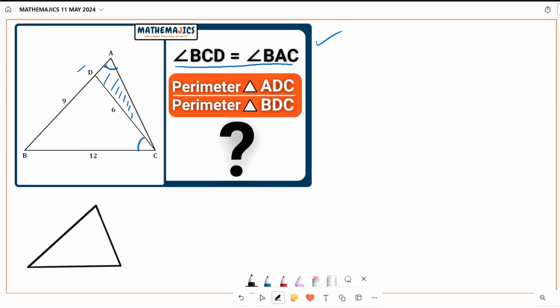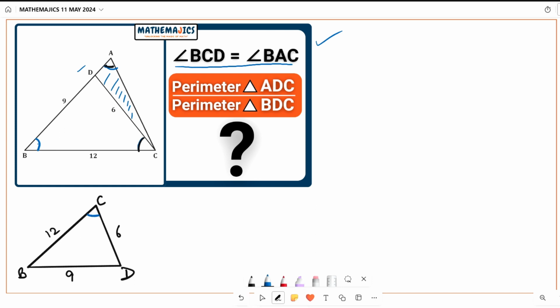Angle A and angle C are equal. Angle BCD and angle A are equal to each other. So let this be point C, and angle B is here, and let me mark point B here, BCD. So I've drawn the small triangle separately. Here BC is 12 and CD is 6 and BD is 9. So let me now look at the angles.